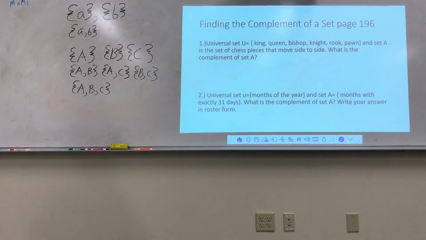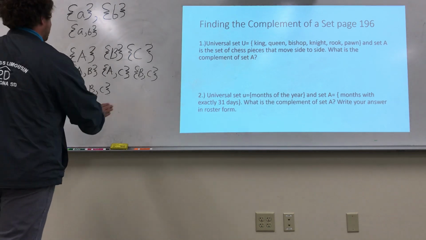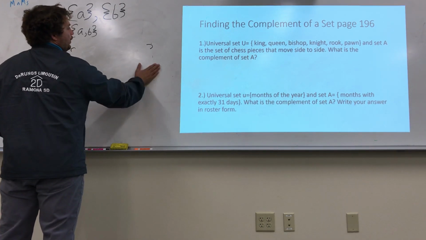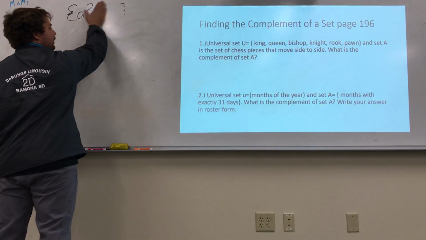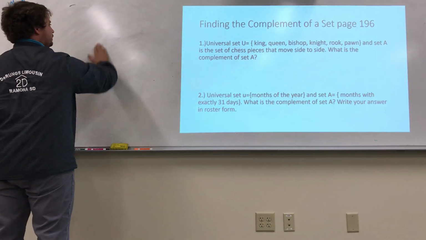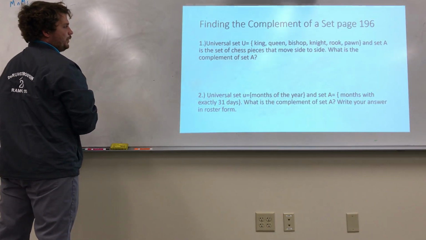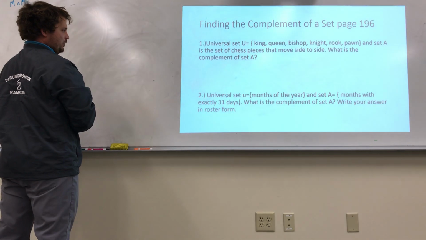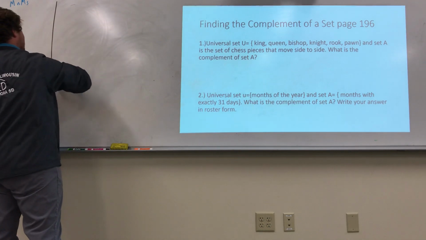Okay, if you go to 196, you have the ability to find the complement or complements of these sets. Universal, you have this set of chess pieces. It's on that page. You have a king, queen, bishop, knight, rook, and pawn. Okay? It says that is going to be your universal set, and then you have set A, which is a set of chess pieces that can move side to side. So they typically do it in a box.